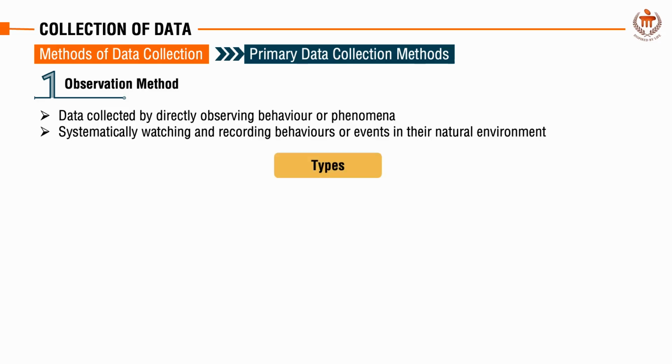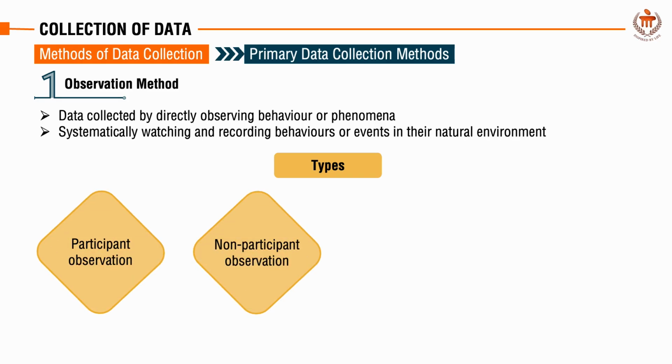Talking about the types, there can be various types of observation method. It includes participant observation and non-participant observation. Participant observation is where the researcher actively participates in the environment or event being studied to gain deeper insight, and non-participant observation is where the researcher remains detached and only observes the behavior or event.